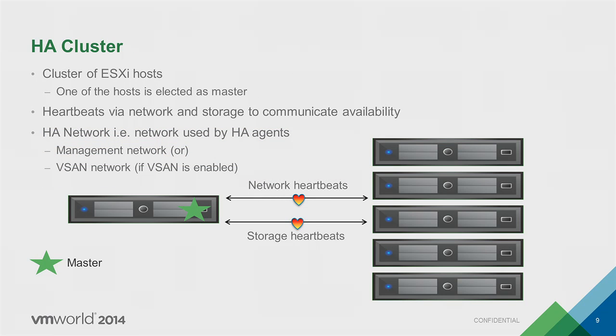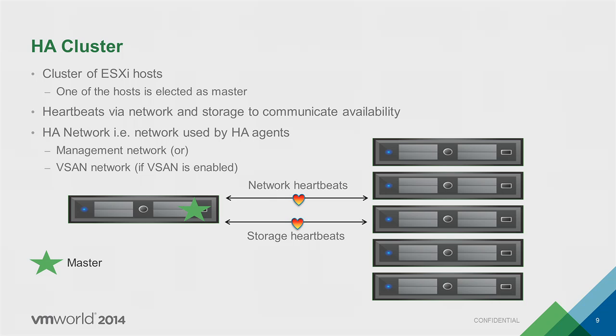So what does an HA cluster look like? You've got one or more hosts. Well, you have to have more than one host, I should say. You're going to have one host that's elected as the master, and then the rest of them are slaves. You've got two methods of heartbeating that go on for that communication between the master and the slaves. So you've got network heartbeating and storage heartbeating. And again, Manoj is going to drill into a lot more detail about best practices for all this stuff.